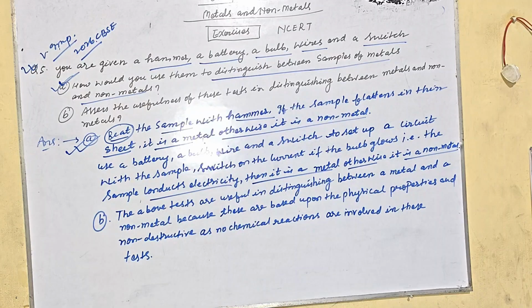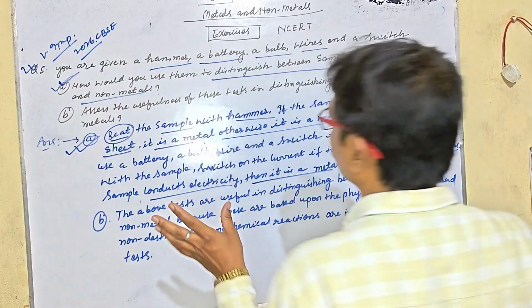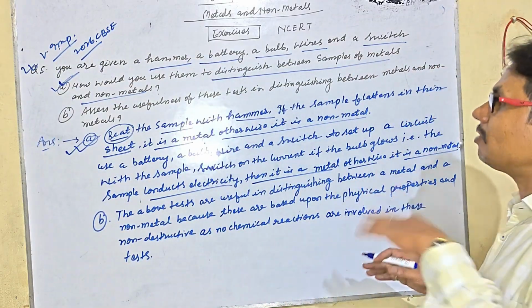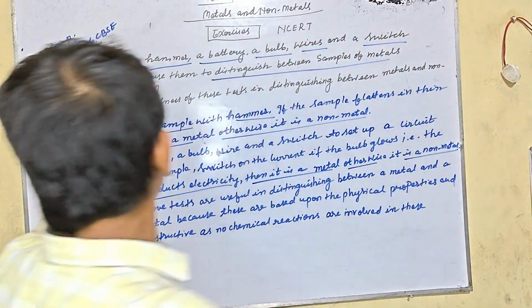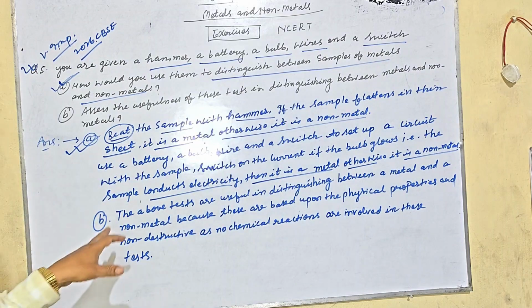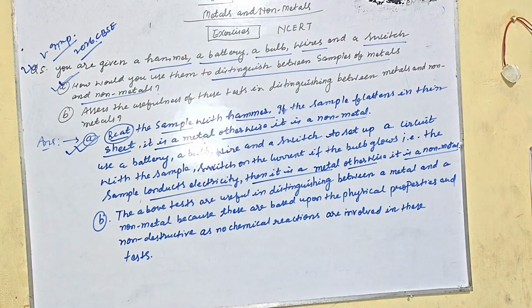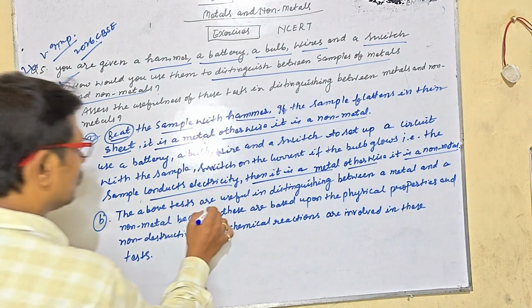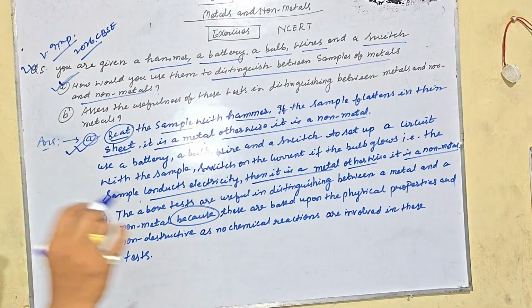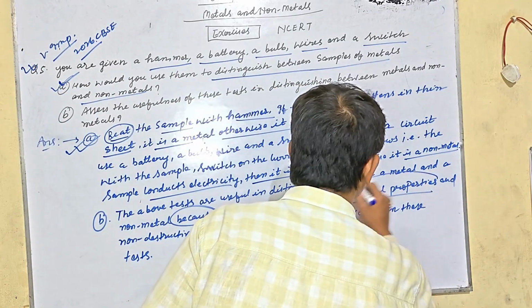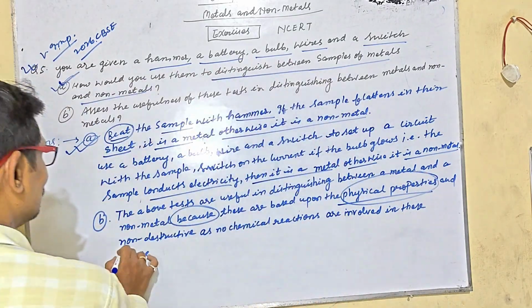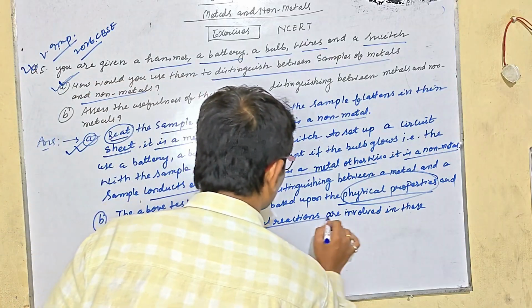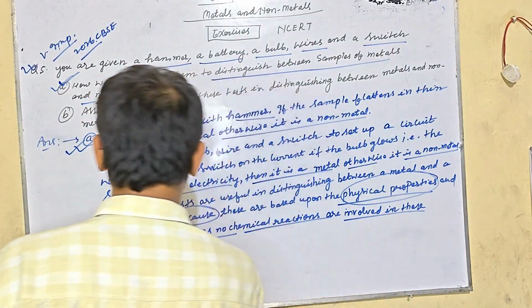Okay, so the second question is, assess the usefulness of this test in distinguishing between metal and non-metal. The above tests are useful in distinguishing between a metal and a non-metal, because these are based upon the physical properties and are non-destructive, as no chemical reactions are involved in the test.